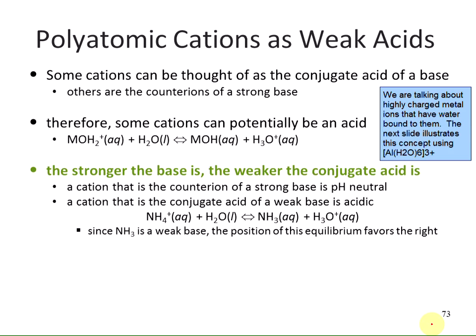So for example, ammonium, NH4+, when you put it in water, will give up its proton to form ammonia, which is the conjugate base of the acid. And remember, NH3 is a base. Since NH3 is a weak base, the position of this equilibrium favors the right.